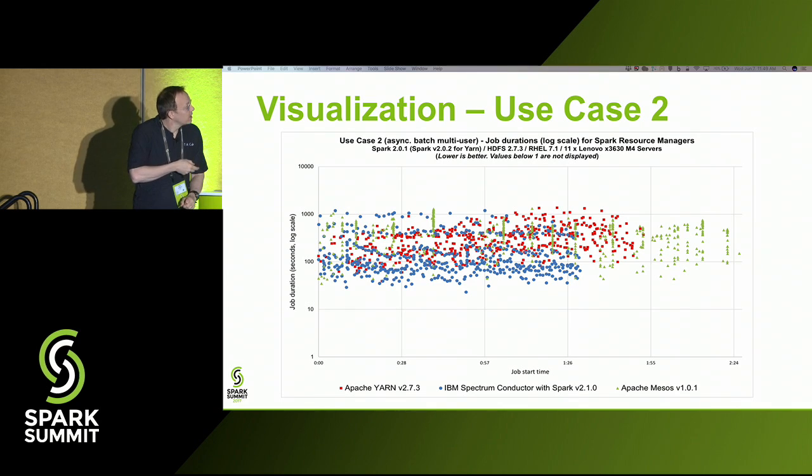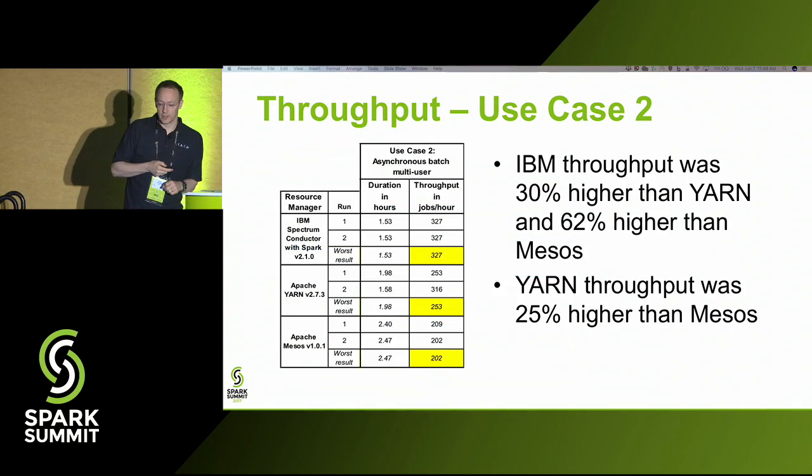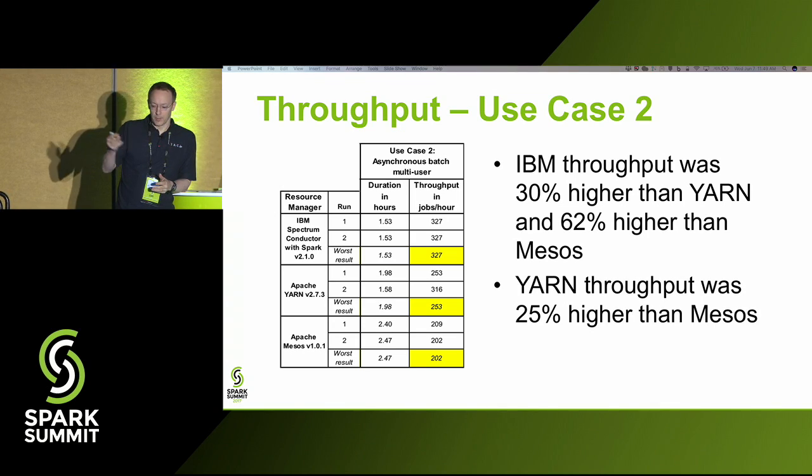Variability differences don't look as extreme. Let's see if that's borne out in the numbers. So throughput for IBM was 30% higher than Yarn, 62% higher than Mesos, and Yarn was about 25% higher than Mesos in this batch-only case.